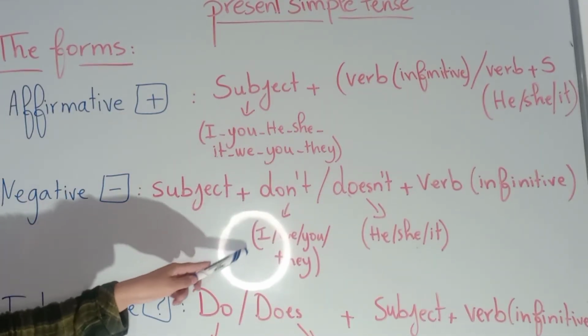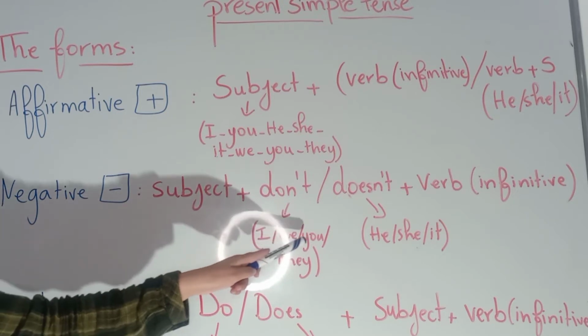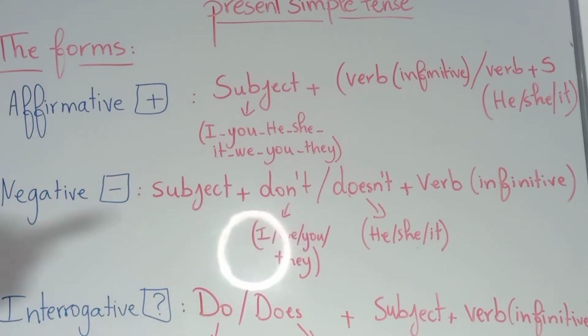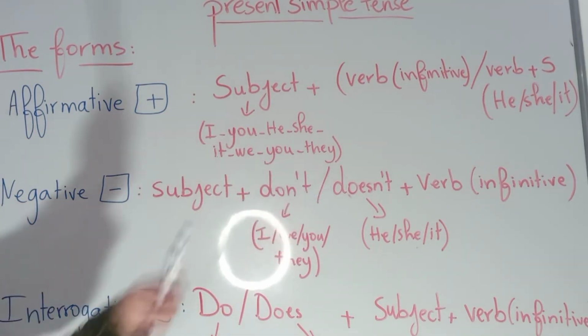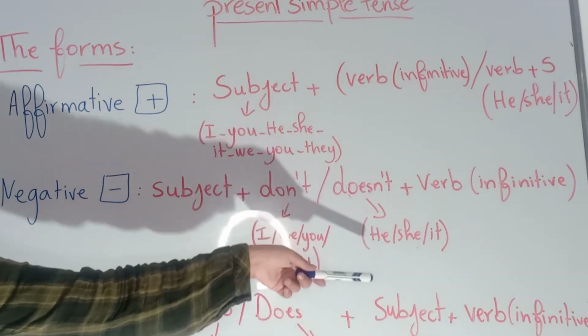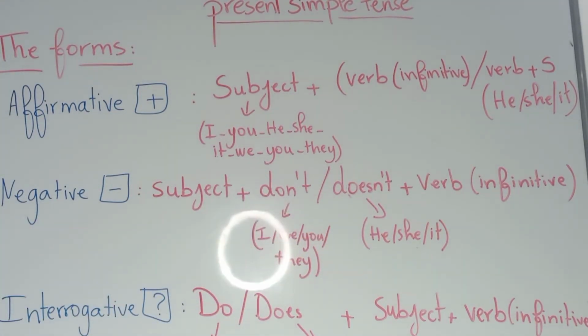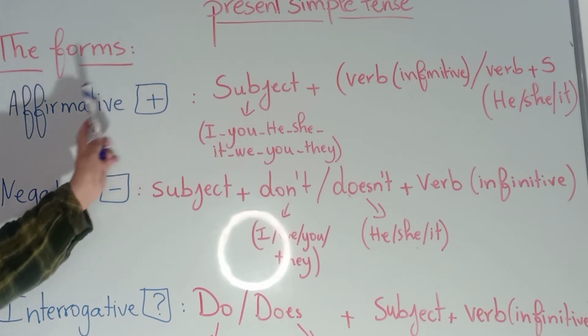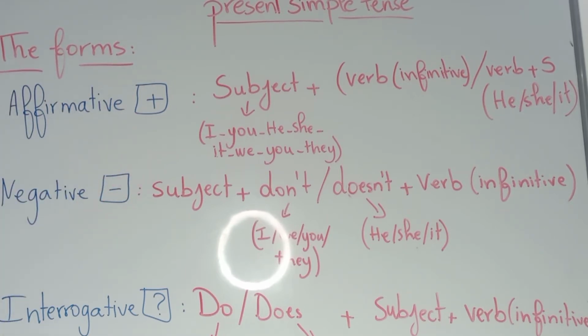We use don't when we have I, we, you, they. And we use doesn't when we have he, she, it. Plus verb infinitive, you don't change it, you leave it as it is. And you don't add S at the end of the verb. You only add S in the affirmative form.